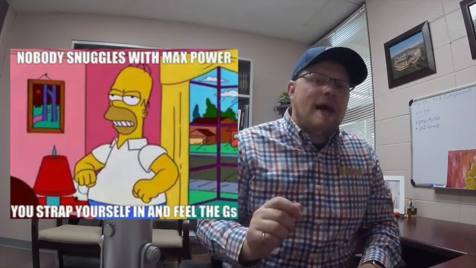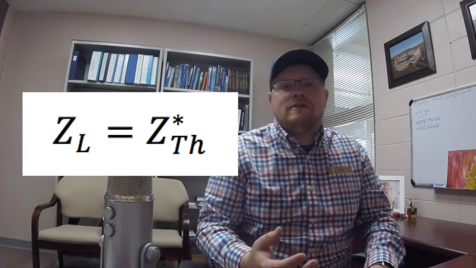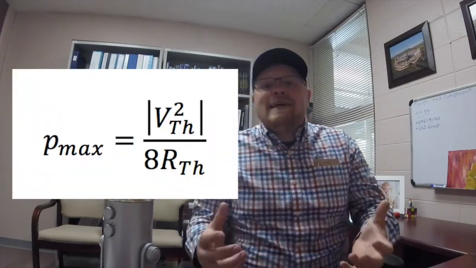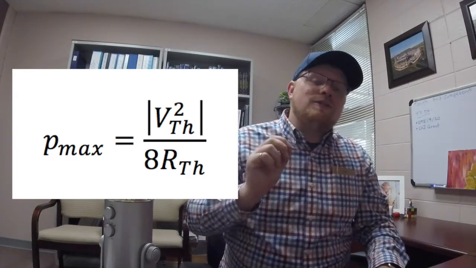One important difference in AC is the formulation for maximum power transfer. The requirement for maximum power transfer in AC is that the load impedance should be equal to the complex conjugate of the Thevenin impedance. The value of maximum power is the magnitude of V Thevenin squared, divided by 8 R Thevenin, which is the real part of Z Thevenin. So you can see that this differs from DC. To understand this, let's look at an example.